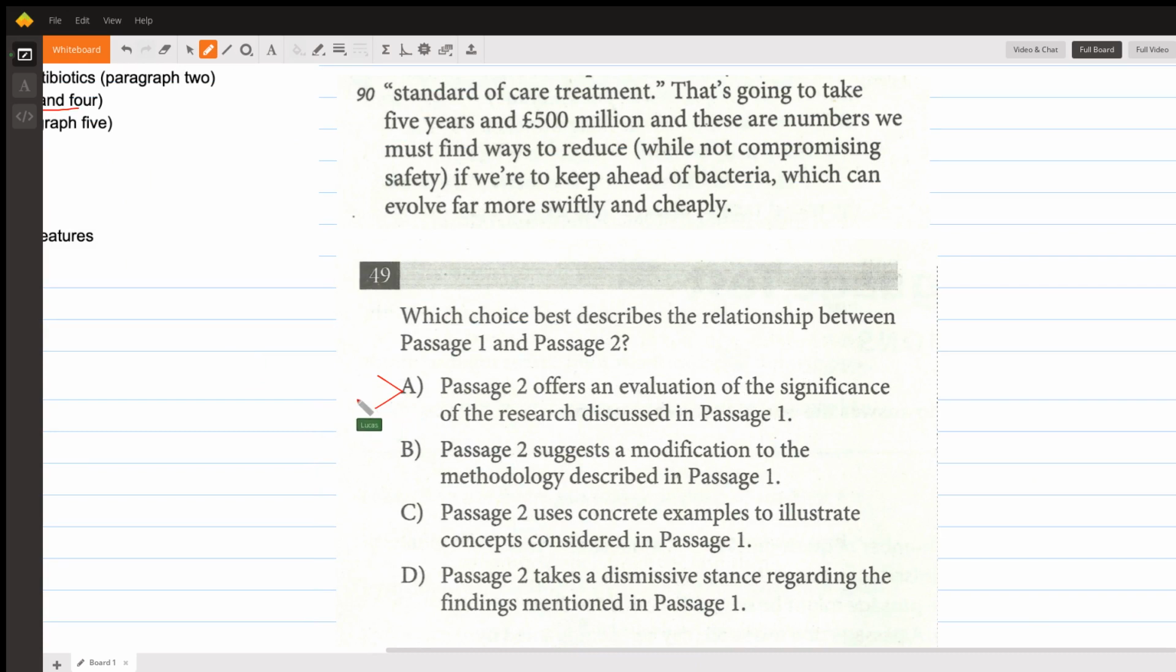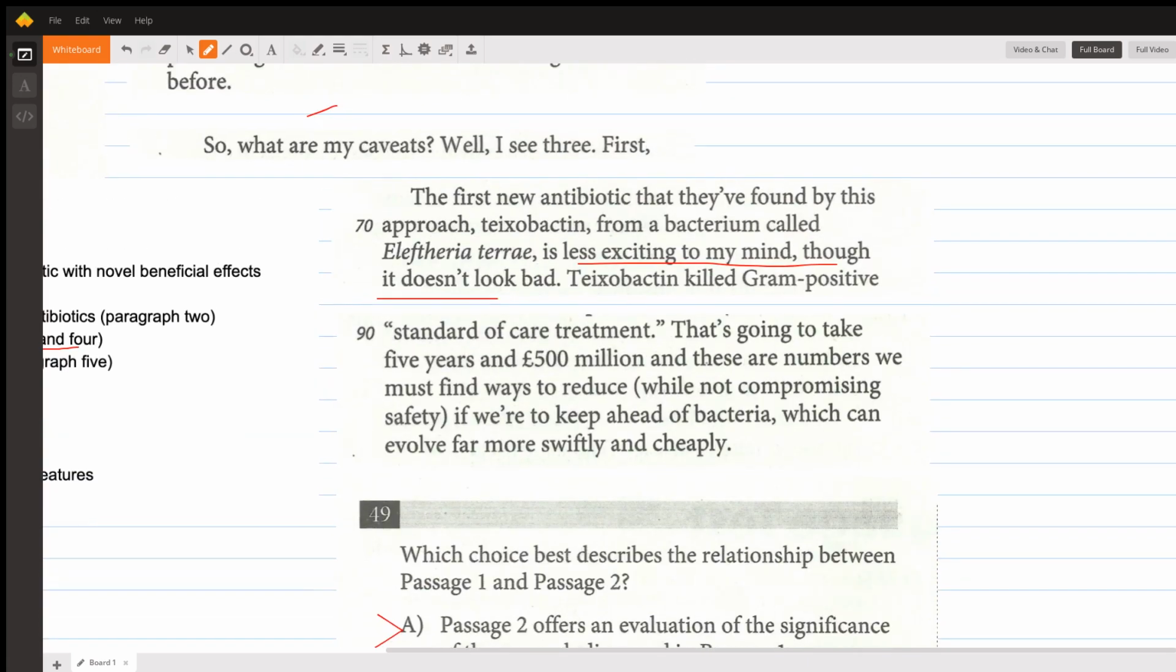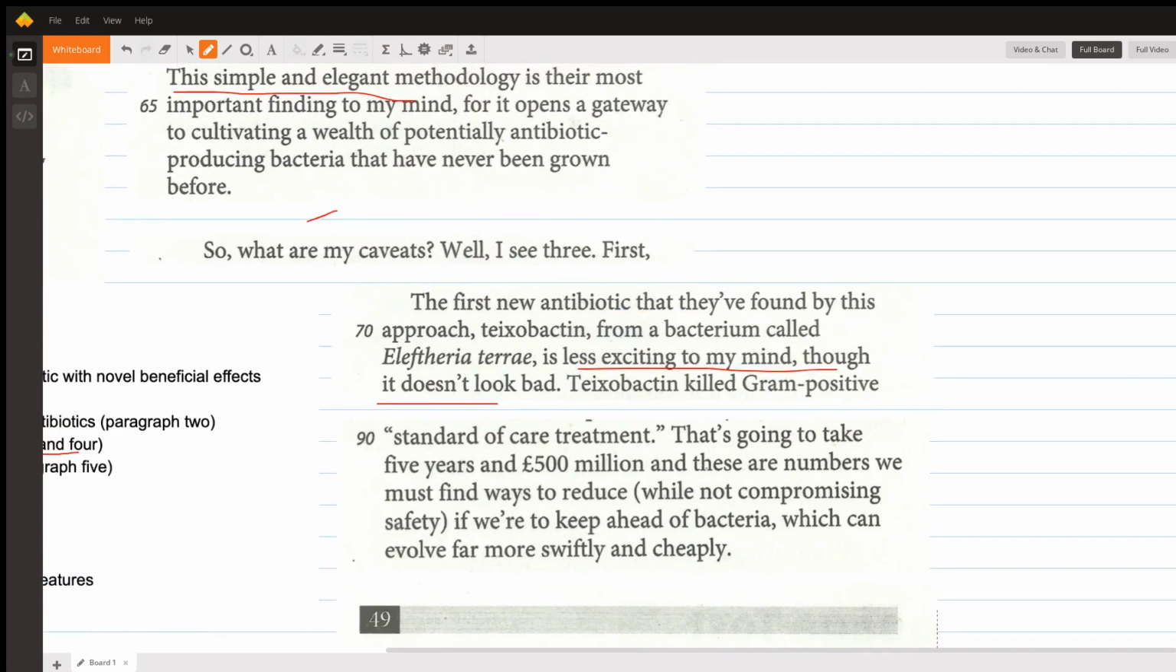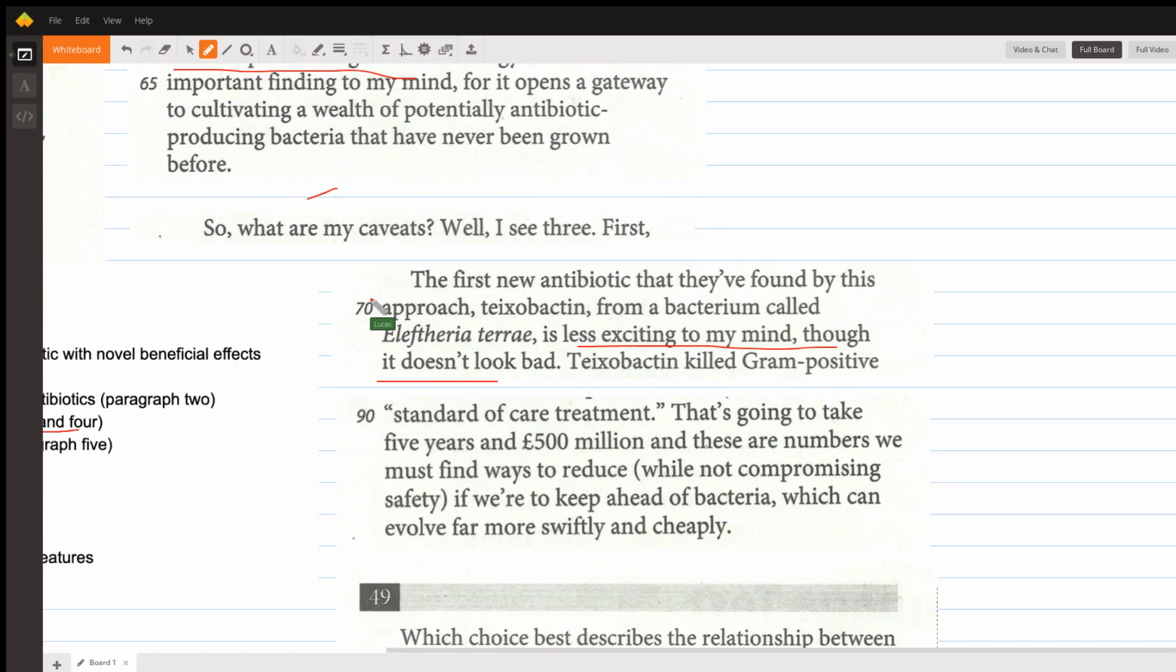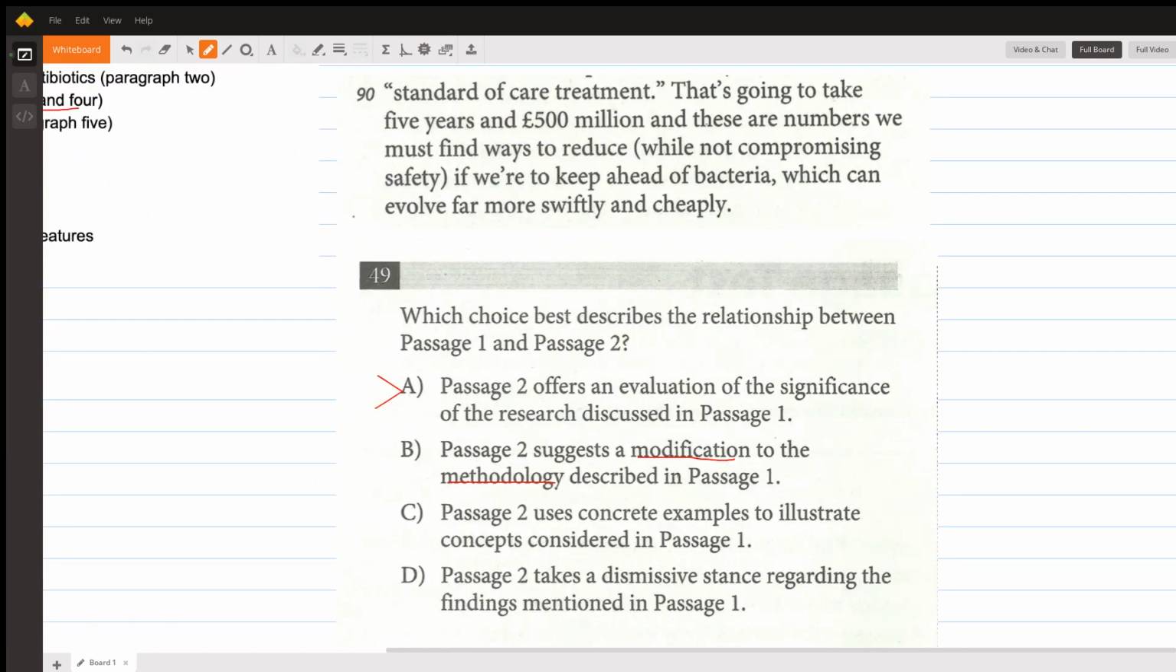Choice B says passage 2 suggests a modification to the methodology described in passage 1. So a modification specifically to the methodology, which would be how they ended up finding the teixobactin in the first place, this new process. But as we saw up here, he's actually almost 100% sold on the methodology. It's the one thing that he's not cautious about. It's the one thing that he does advocate for, the most important finding. And elsewhere, he doesn't really advocate modifying that at all. So you can eliminate that option.